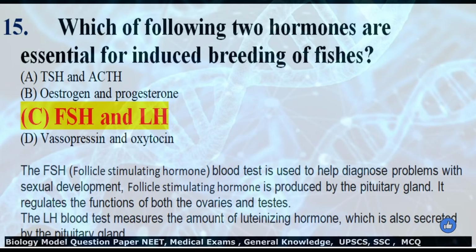The FSH, follicle stimulating hormone, blood test is used to help diagnose problems with sexual development. Follicle stimulating hormone is produced by the pituitary gland. It regulates the functions of both the ovaries and testes. The LH blood test measures the amount of luteinizing hormone, which is also secreted by the pituitary gland.